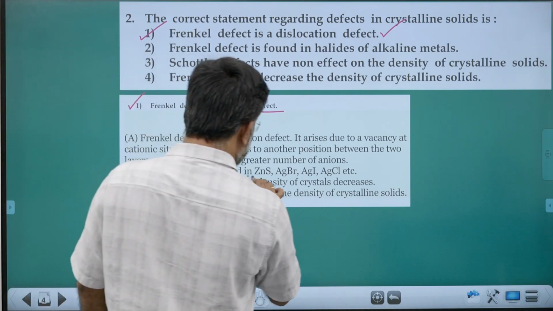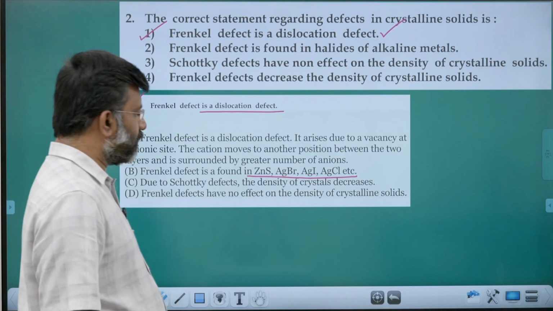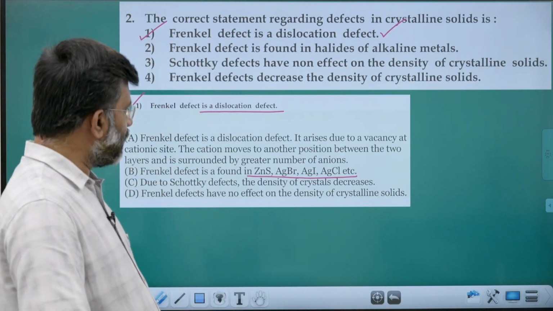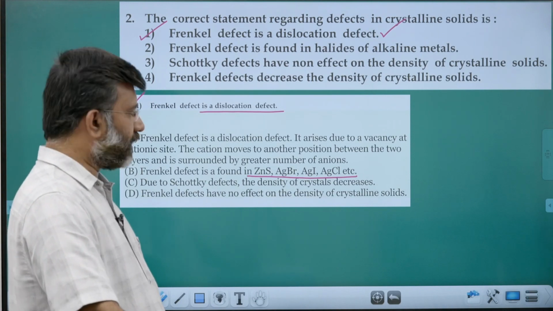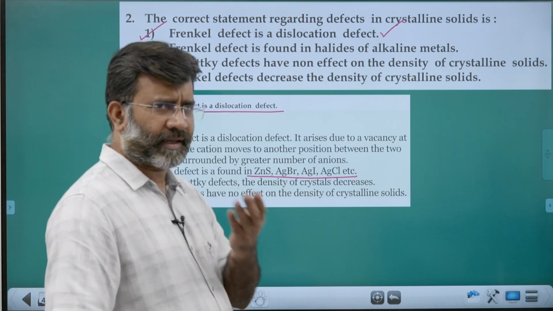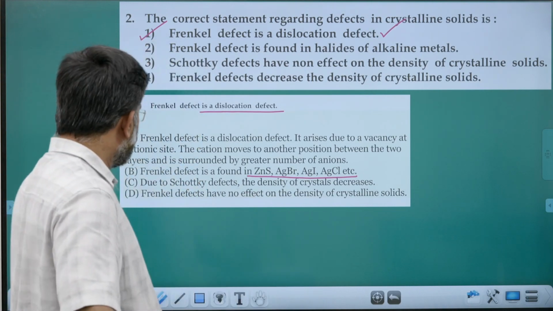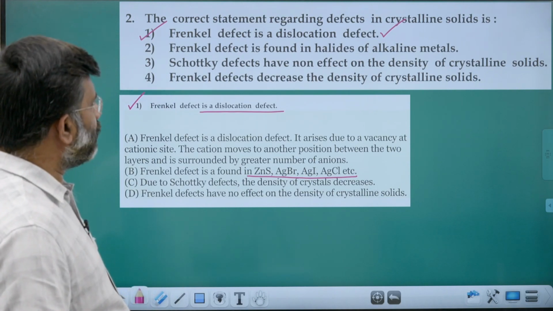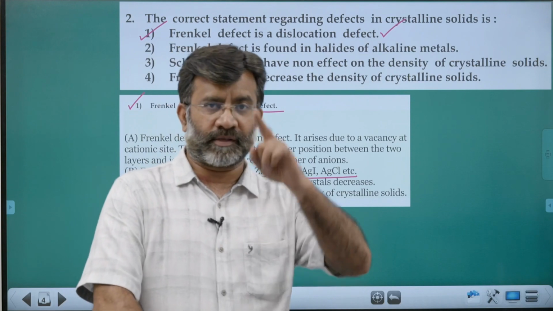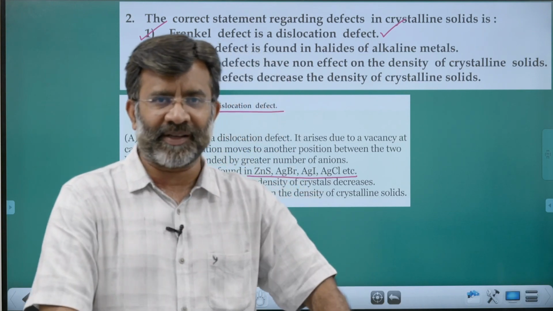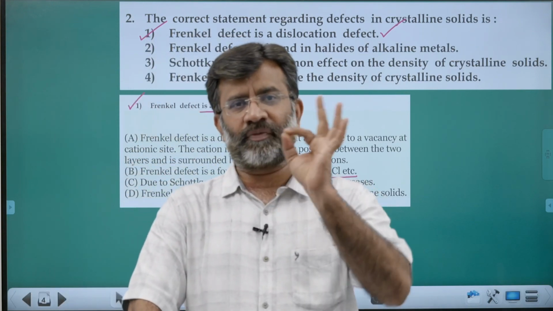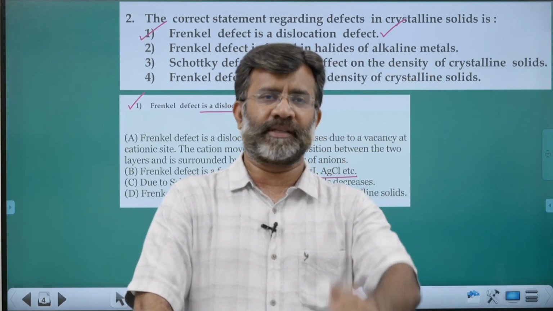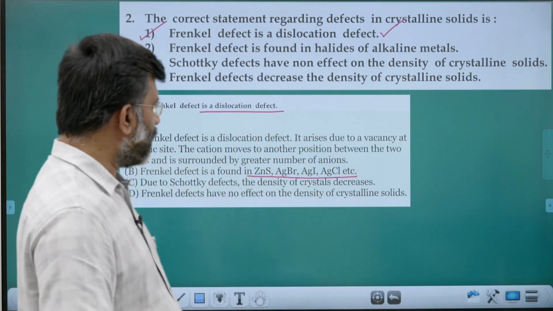No, these are the quite common examples where you find Frenkel defect: zinc sulfide, AgBr, AgI, AgCl. Refer to the textbook. You have seen that. Third choice, Schottky defect has no effect on density. You know, it causes decrease in density because it is the missing of equal number of cations and anions. So there is a decrease in density, you have learned.